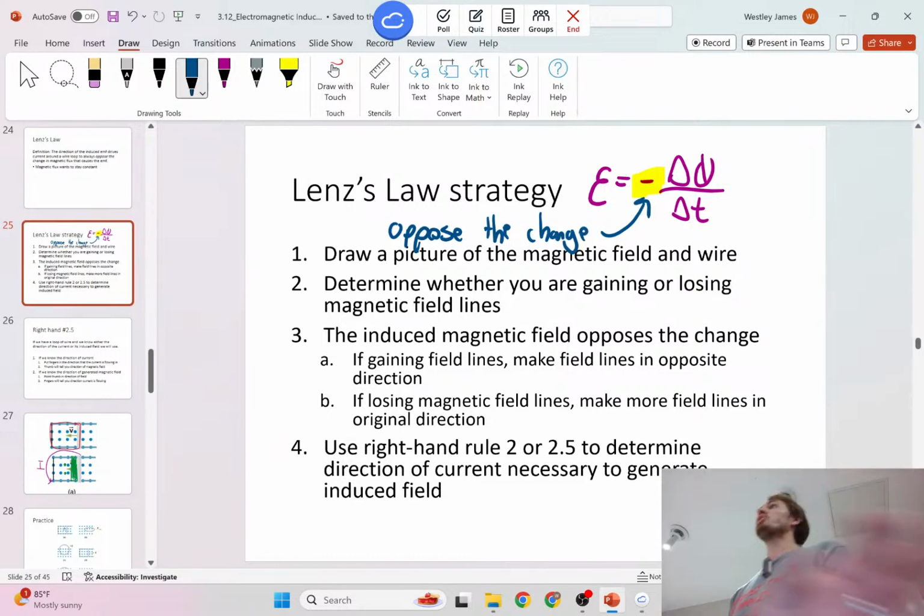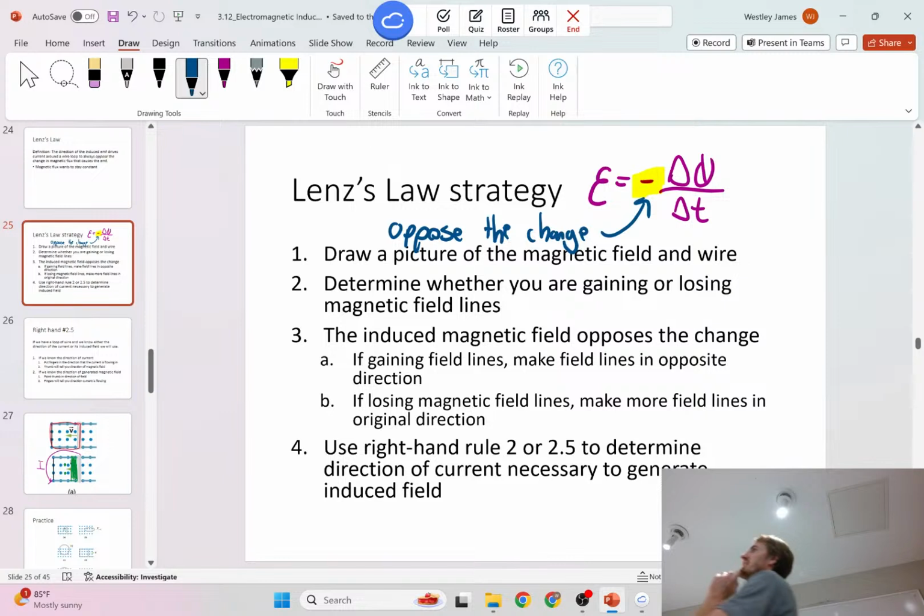So again, now we're just going to do a bunch of examples. We're going to find out, are we gaining field lines or losing field lines? We will then make field lines to oppose the change, and then we'll make a current that makes that happen. Three steps. This has the most steps in it, but like all the right-hand rules, once you do it enough, you'll be good to go. These just take practice, but it's very recipe-based.